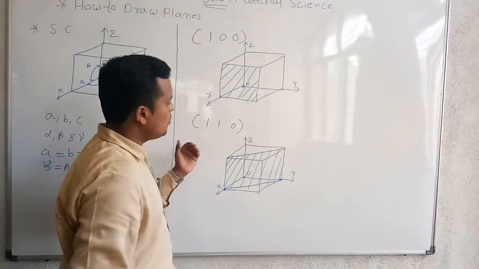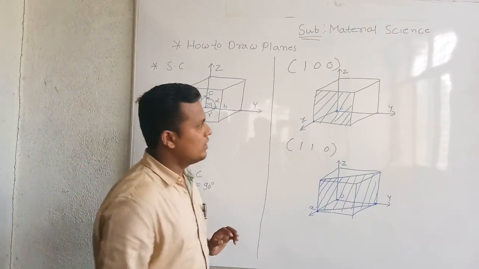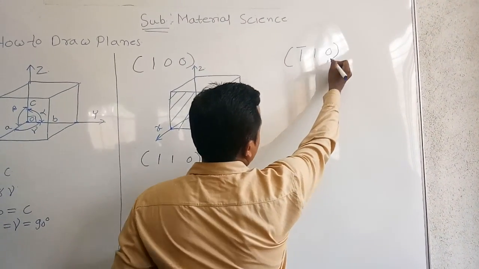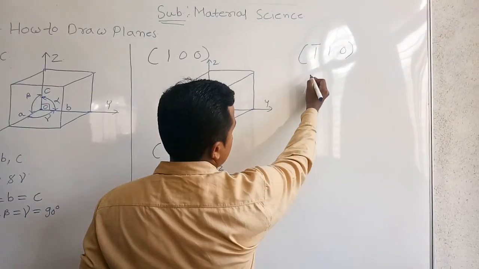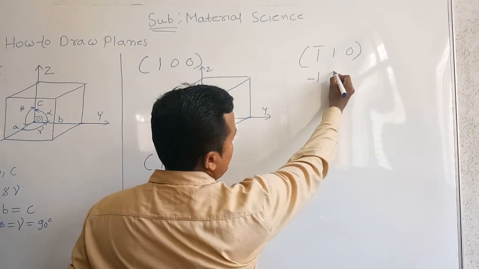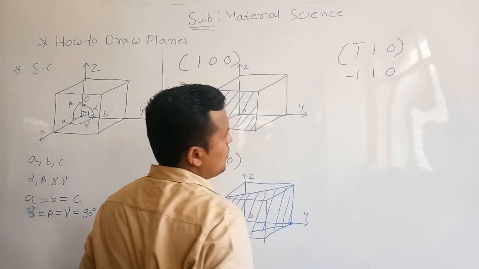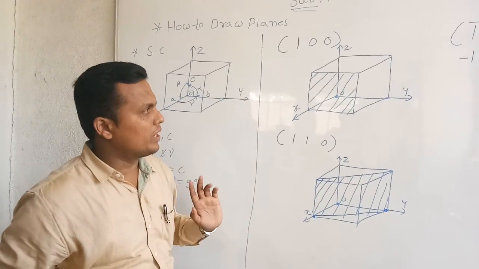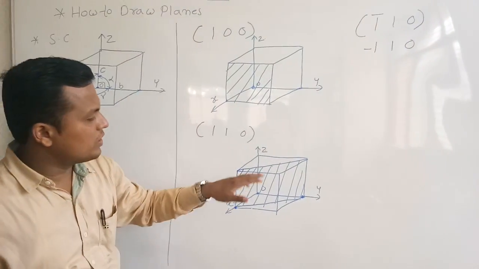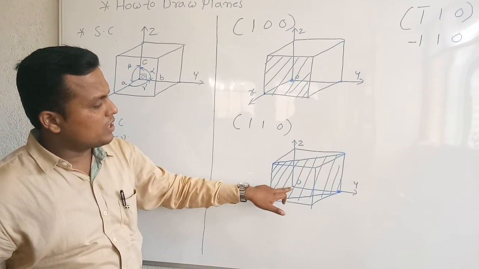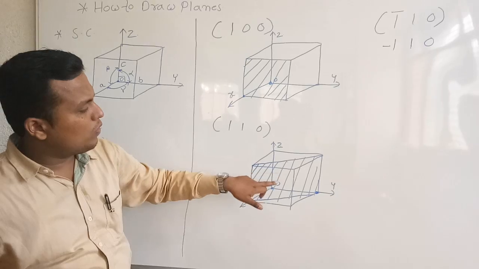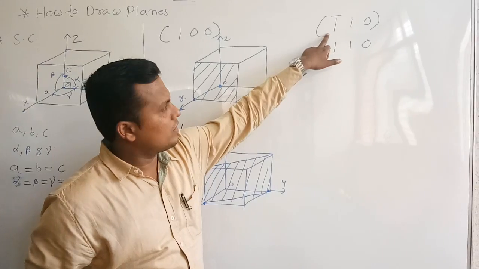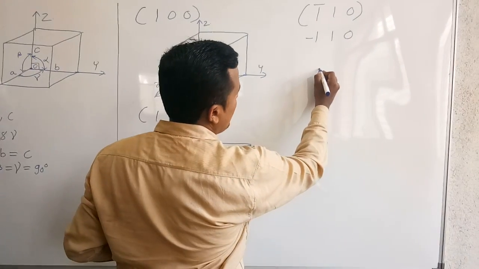Then how to draw the planes that have the bar sign? Suppose you have to draw the plane like bar 1 1 0. Here bar 1 indicates the negative sign, that is -1, then again 1 and 0. So what is the trick to draw this bar 1 1 0 plane? For that you have to shift the origin. Here your origin in this cube is here. For indicating the negative sign you have to shift the origin in the same direction, the negative direction.